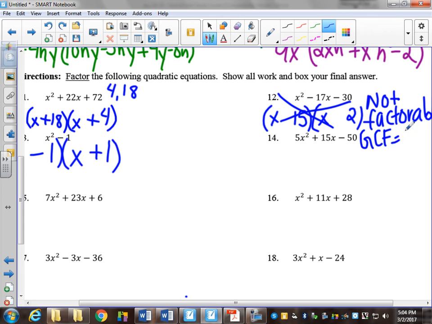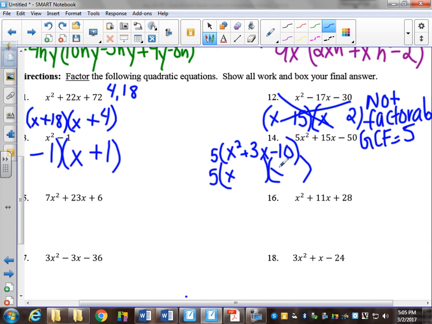Number 14. We have 5x squared plus 15x minus 50. We have a GCF of 5. We can pull 5 out from each of these terms. When we do that, we're left with x squared plus 3x minus 10. So now we can factor out this middle part. We still bring down our 5. That doesn't disappear.